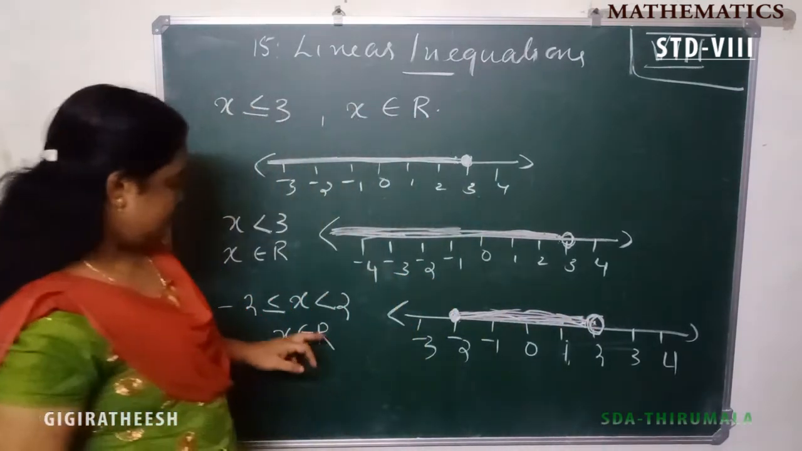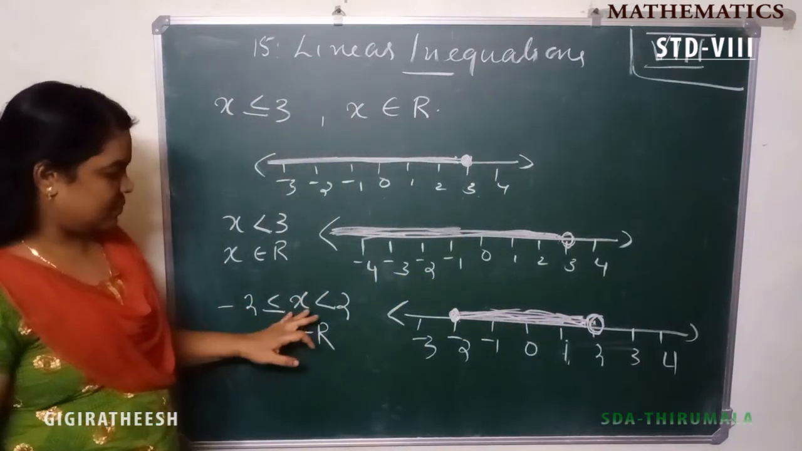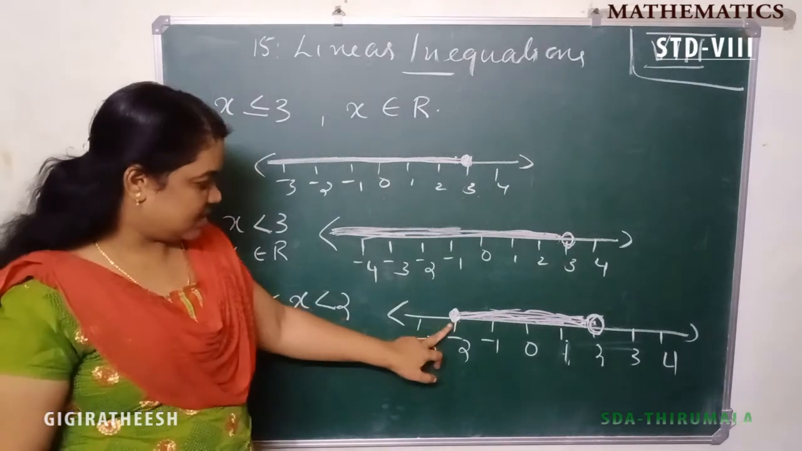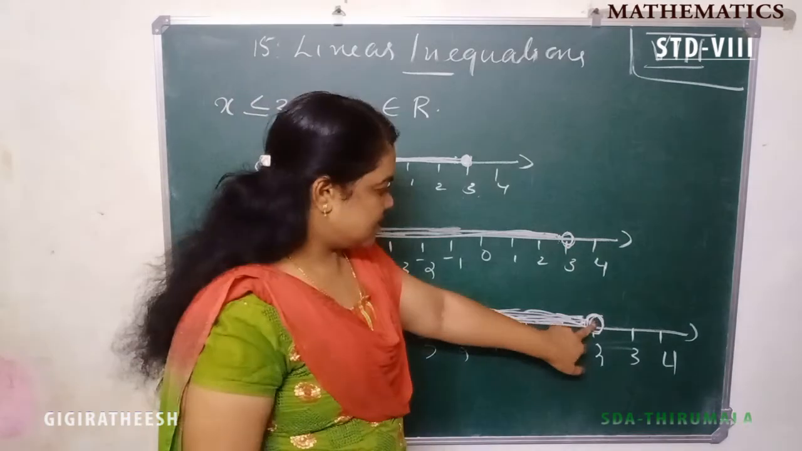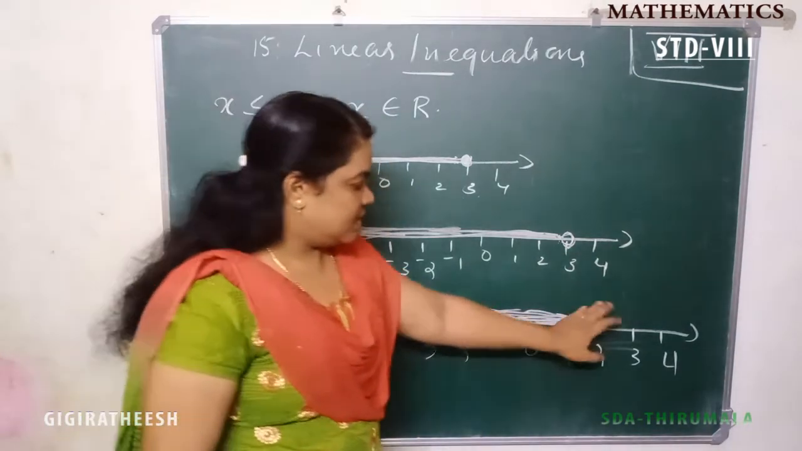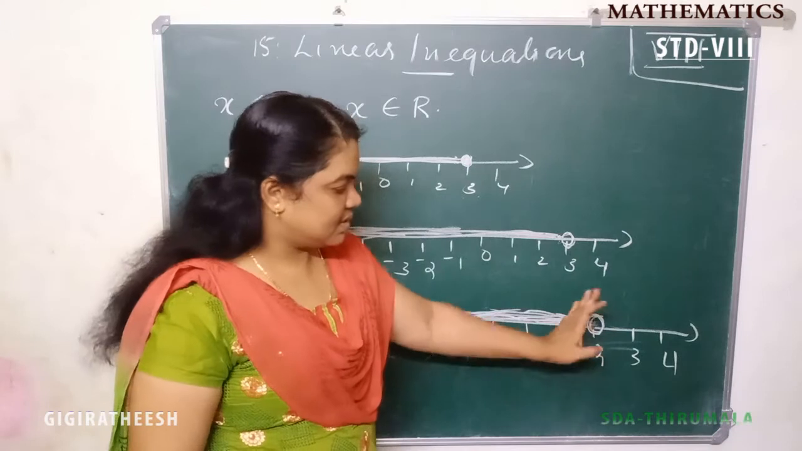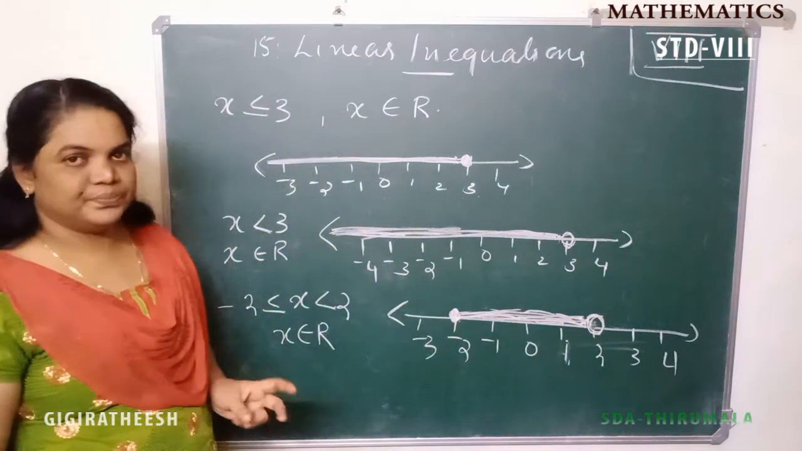This is minus 2 less than or equal to x less than 2. Here it is minus 2 less than or equal to, including minus 2, and here it is only less than 2, that means without darkening the bubble, it's only circling the bubble.